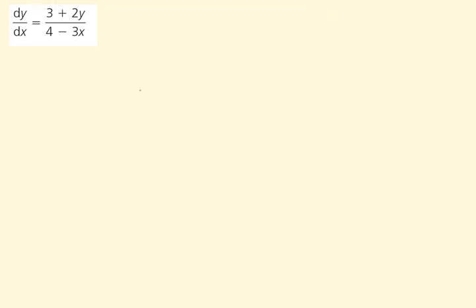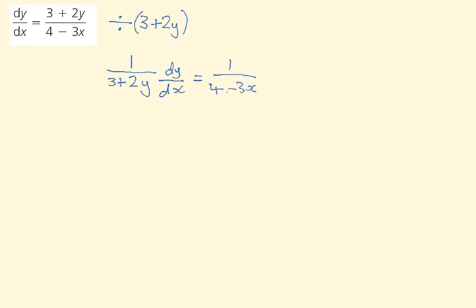Okay, so we've got dy by dx equals (3 plus 2y) all over (4 minus 3x). First thing we're going to need to do is divide both sides by 3 plus 2y, because what we want to do is get that term over on the left hand side of this equation. So by doing that we get 1 over (3 plus 2y) dy by dx equals 1 over (4 minus 3x). Now you've got the x's on the right, the y's on the left, and we're ready to integrate.